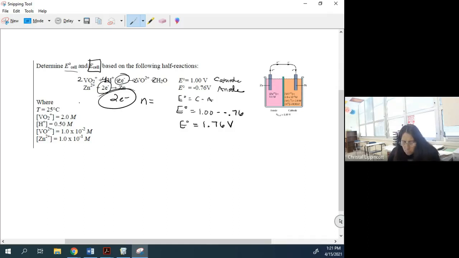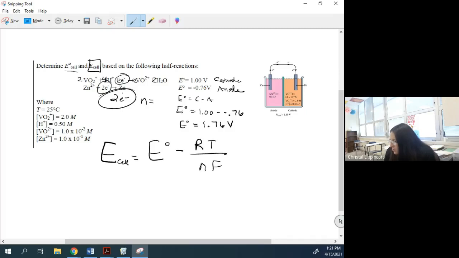But we're going to need that because this is going to be our equation. E cell equals E prime, which we have right here, minus RT over nF, and we just figured out n right here, times the natural log of Q. Oh, maybe we did have to do that.